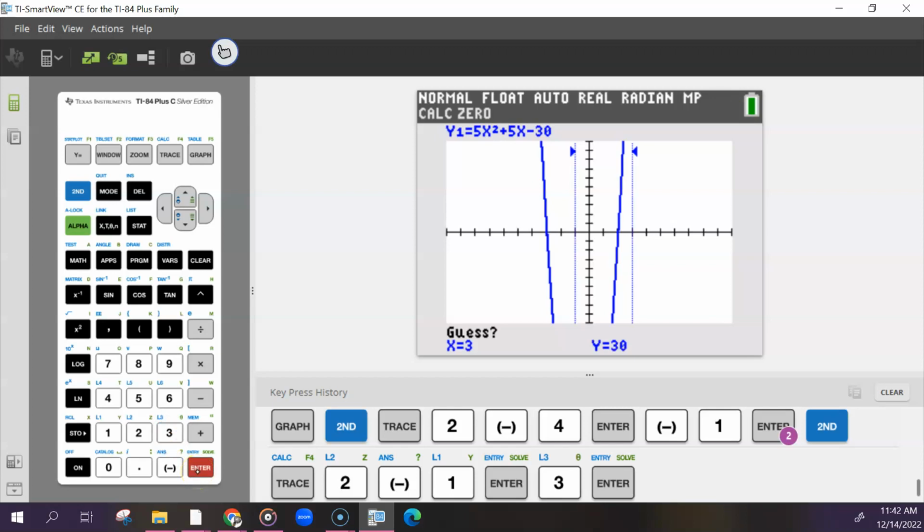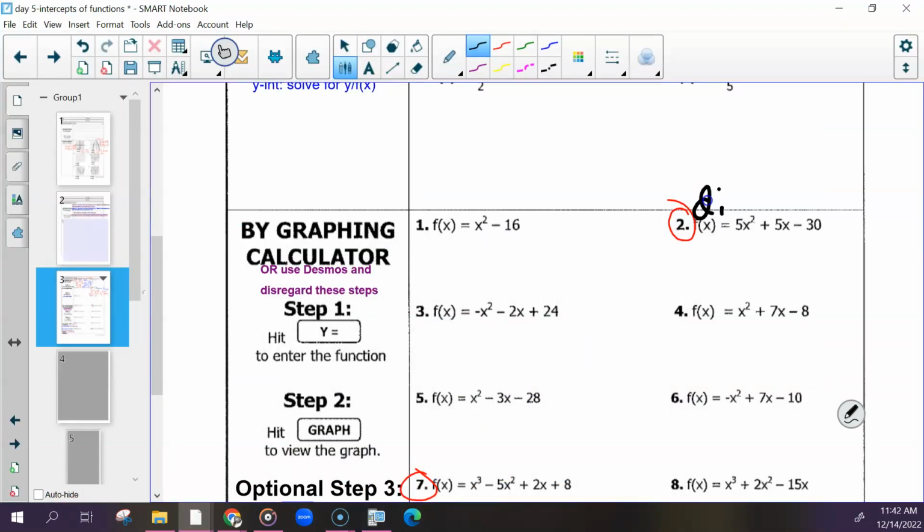Now we have the bars that the calculator is going to look at. I'm going to hit enter again, and it will tell us what that x-intercept is. So if you got a problem like this, you would say that you did this in the calculator, and then you would still write down your x and y-intercepts. We haven't done the y-intercept yet. Questions on how we find the x-intercept before I show you how to do the y?